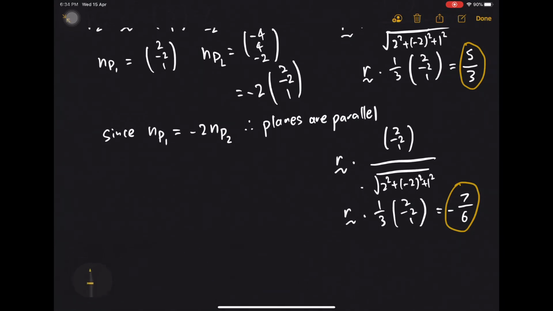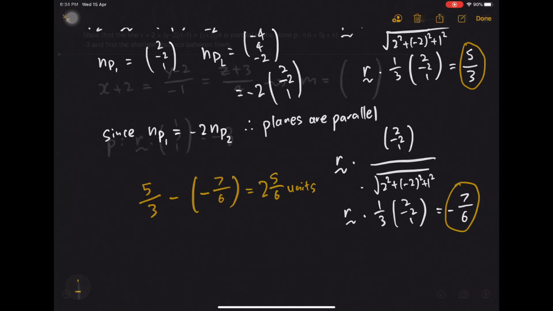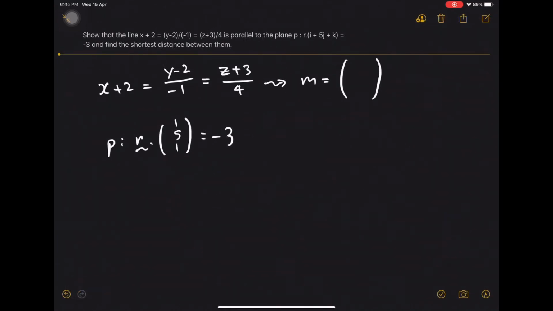So it's going to be something like this: 5 over 3 minus 7 over 6, and this will get me 5 over 6 units. And this is the distance between the two parallel planes. We are going to show that the line is parallel to the plane, and in order to do that, we need the directional vector from the equation of the line. So it's going to be 1, minus 1, and 4, and we also need the normal from the plane.